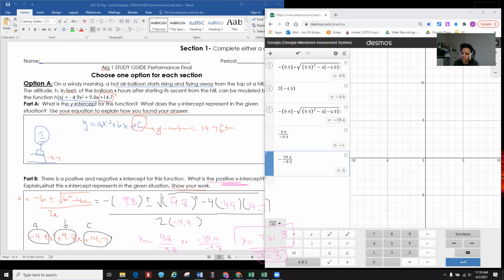Now it says, explain what this x-intercept represents given the situation. I'm going to say this in words, but you're going to write it down in your explanation. So here is the hot air balloon. It rises and it falls. This right here is 3. Sorry, this is not feet. This is in time, which is in hours. Okay, so hold on.